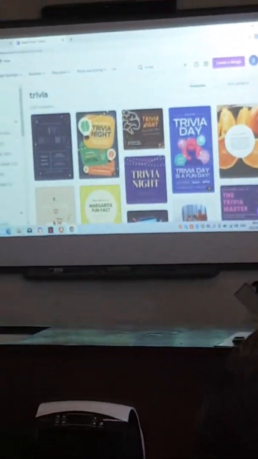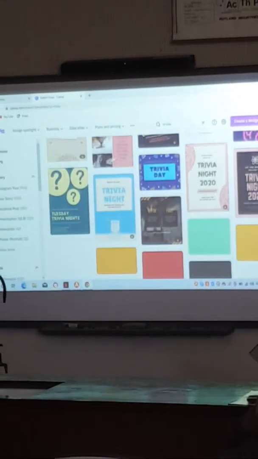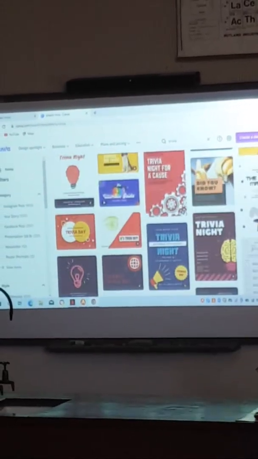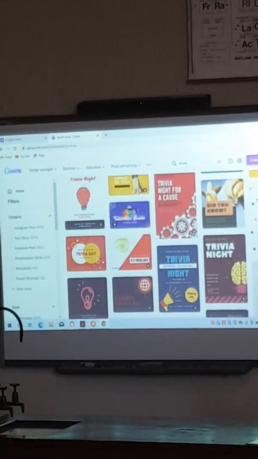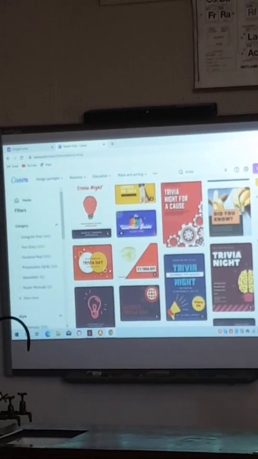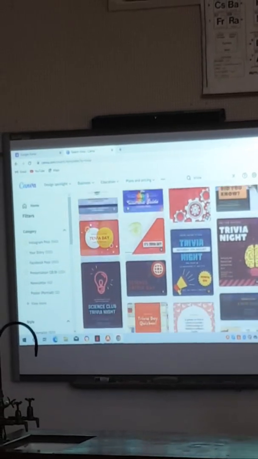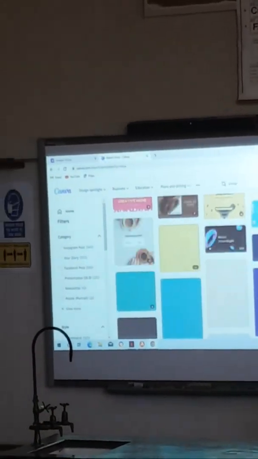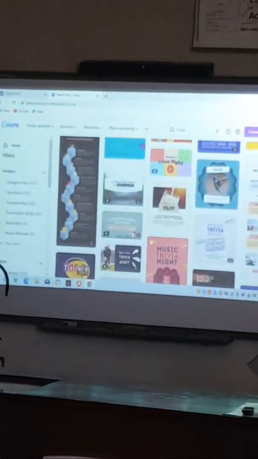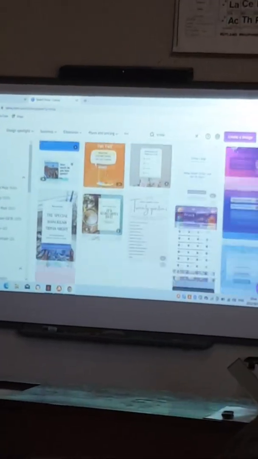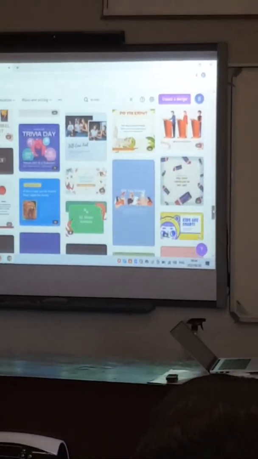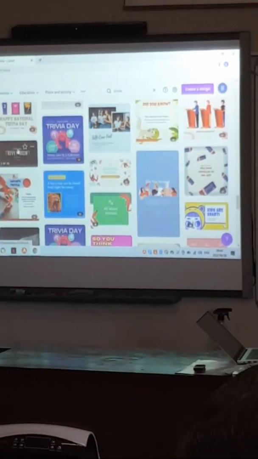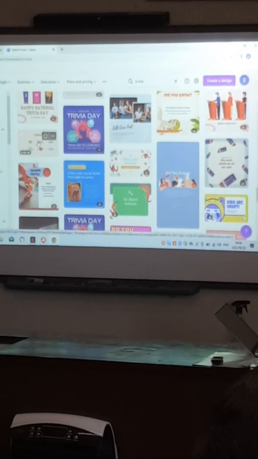And then can we all search for throwback night? So these are the templates that you can use to create whatever you want to create. But I want us all to look for throwback night, because I want us to throw back. So can we all find this one? Throwback night.